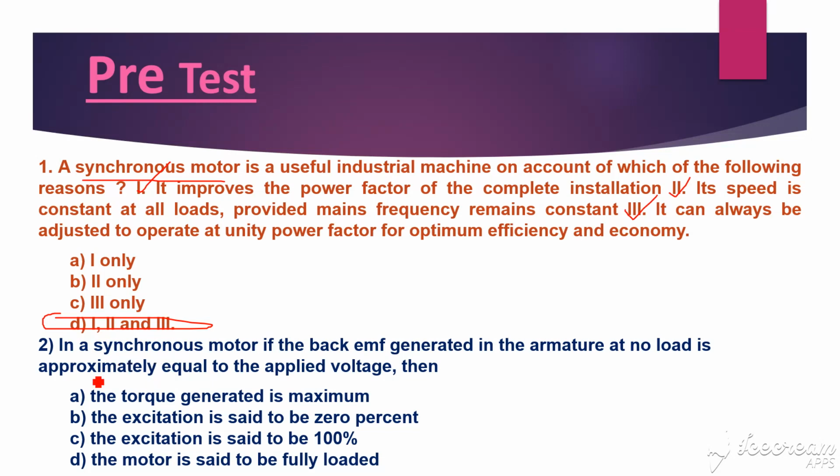The second question: in a synchronous motor, if the back EMF generated in the armature at no load is approximately equal to the applied voltage, then what is it? Option A, the torque generated is maximum. B, the excitation is said to be 0%. C, the excitation is said to be 100%. And option D, the motor is said to be fully loaded. The correct answer for this question is option C, the excitation is said to be 100%.